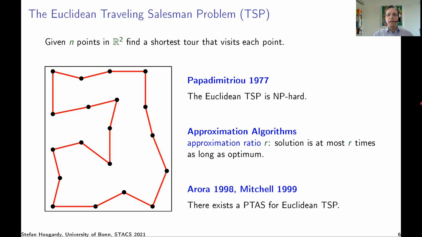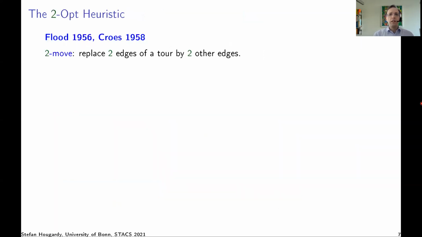However, these results are mainly of theoretical interest. So we are interested in heuristics that we can use to solve large Euclidean traveling salesman problems in practice. One such heuristic is the so-called two-opt heuristic that has been studied for more than 16 years now. It is based on a very simple local operation, which is called a two-move. In a two-move, we simply replace two edges of a tour by two other edges.